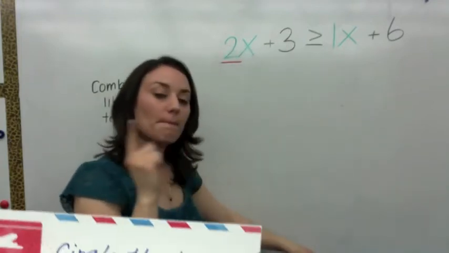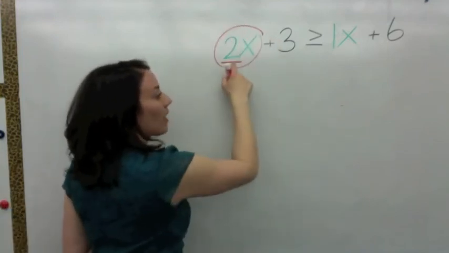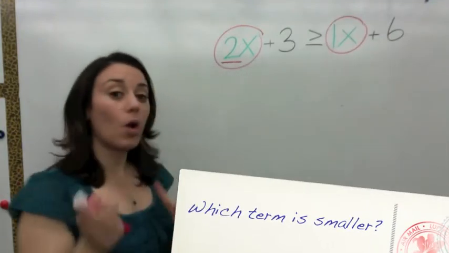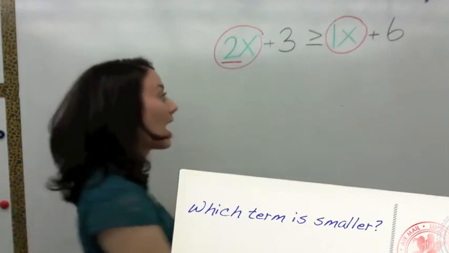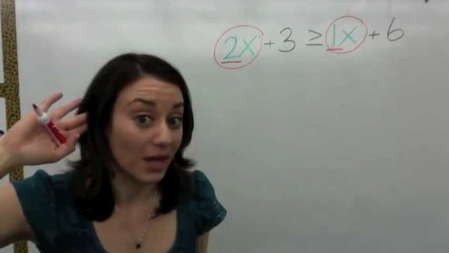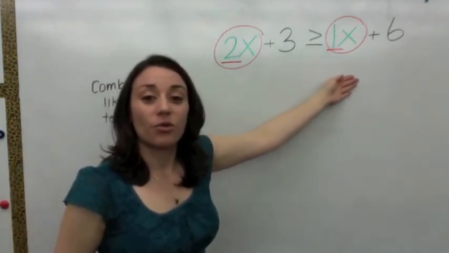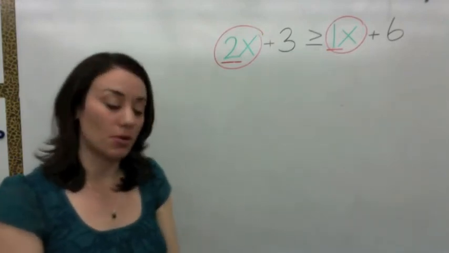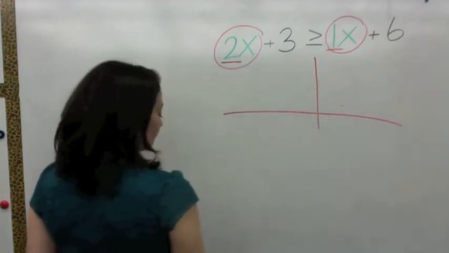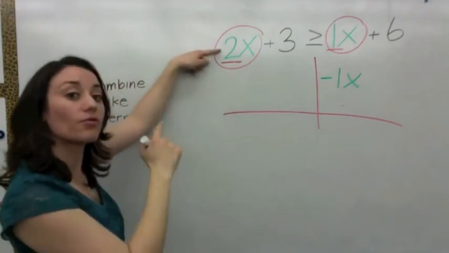You circle both of the terms. The term here is 2x. What's the term? 2x. And the term here is 1x. Very good. What is smaller? Look at the coefficients. 2 or 1. What's smaller? 1. Very good. So you are going to get rid of or subtract 1x from both sides. To do that, you must make a T-bone steak. You're going to subtract 1x from this side and also 1x from 2x.